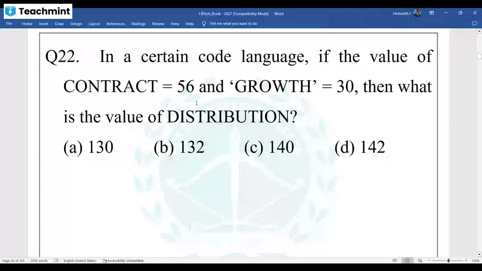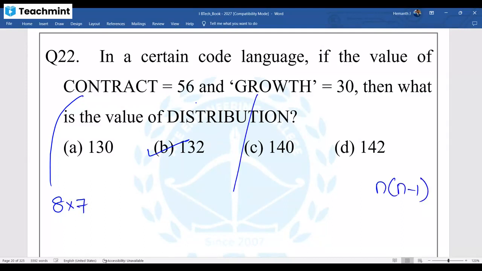Now this question is 132. Excellent. Contract, how many letters? 8. Previous number? 7. N into N minus 1. Growth, how many letters? 6, into N minus 1, 5. Distribution? 12 letters, 12 into 11.